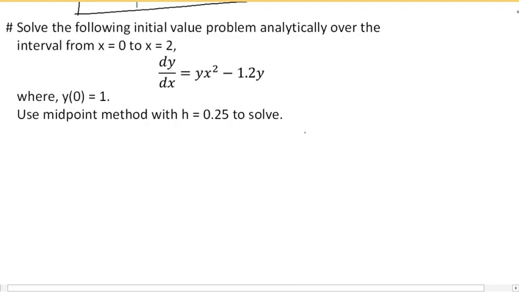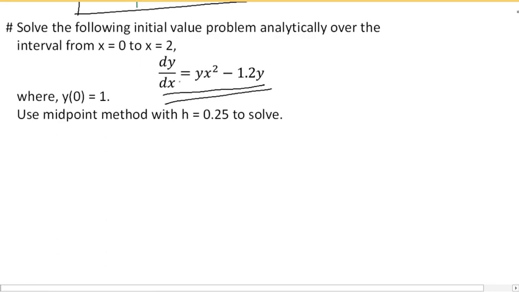Copy this thing here. So this is the question. Now we'll be using the midpoint method here, and before going to the midpoint method, first we'll have to solve it analytically. As you know, this should be solved analytically.